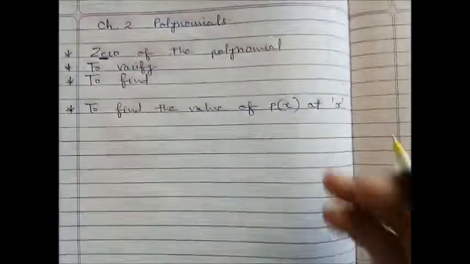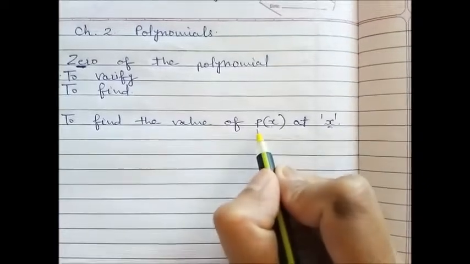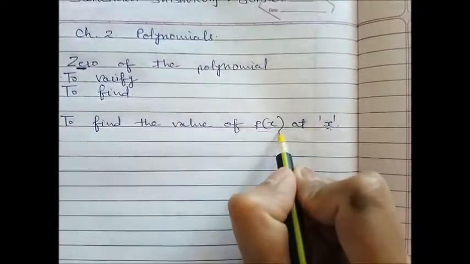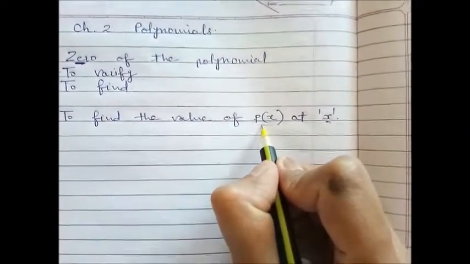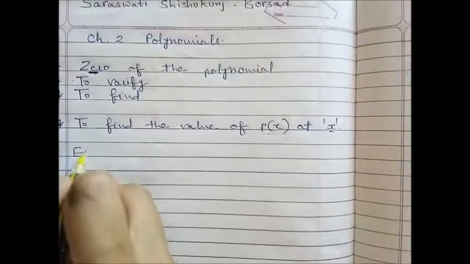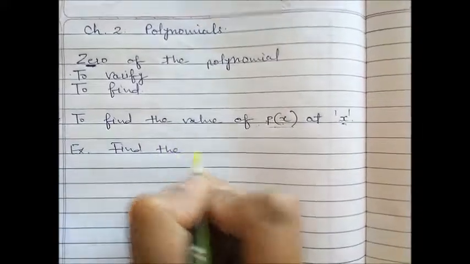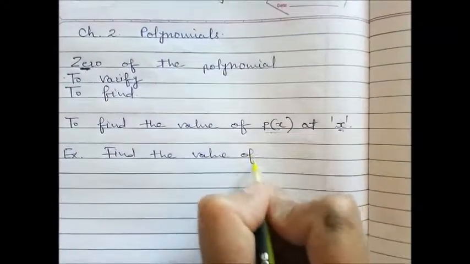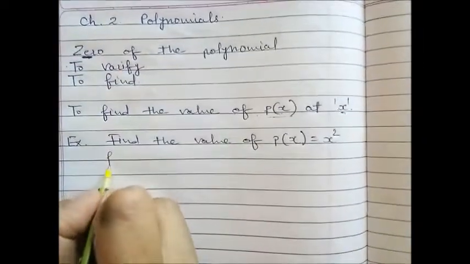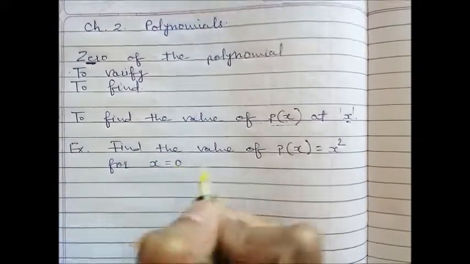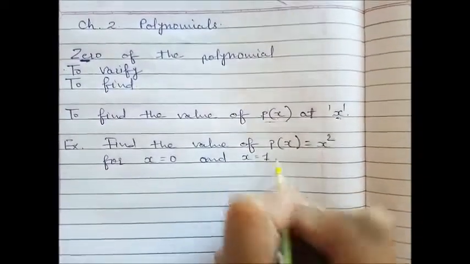Now what is zero? If for any given number x, the value of p of x comes 0, that means this x is known as the zero of p of x. I will give one example: find the value of p of x is equal to x square for x is equal to 0 and x is equal to 1.